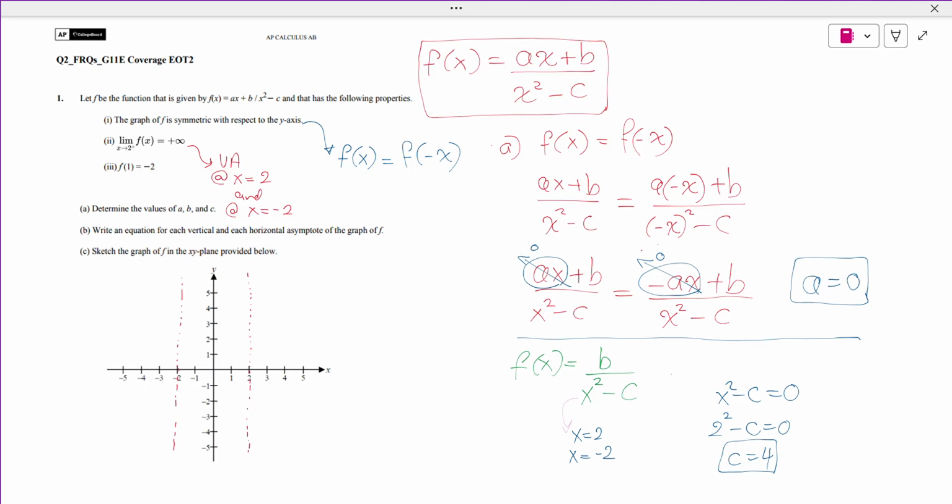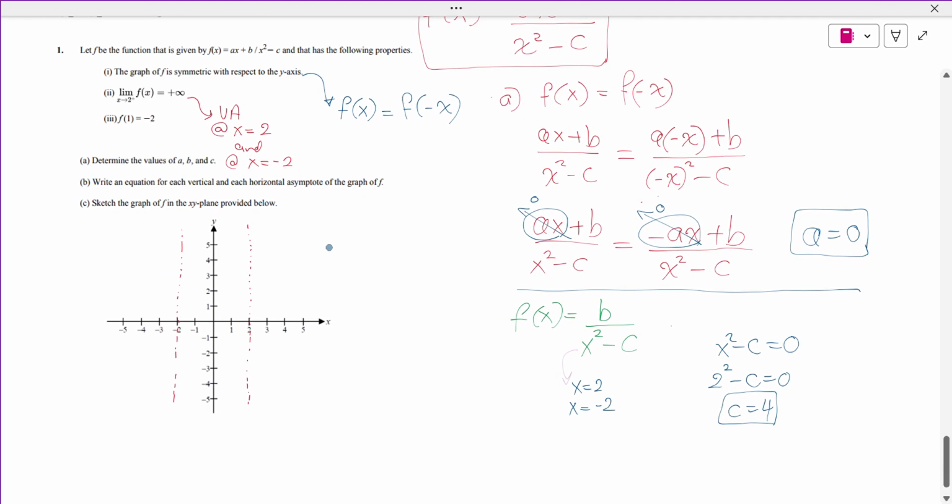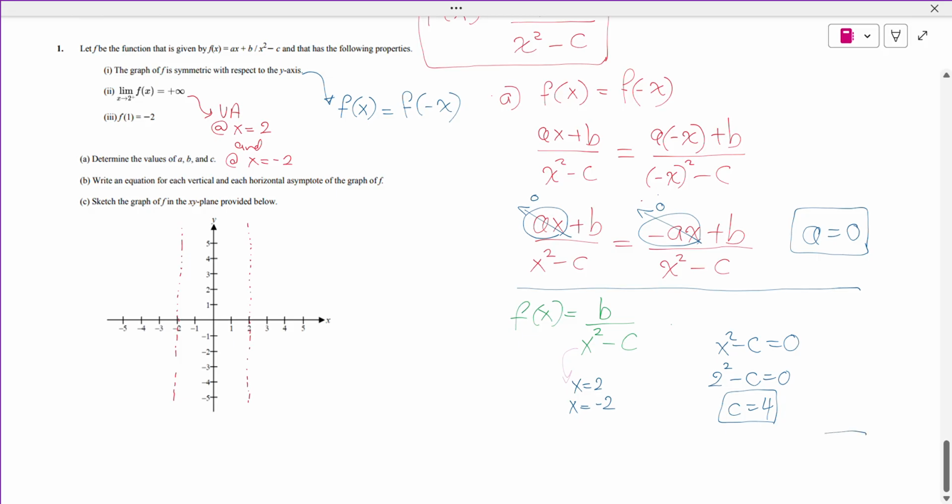Okay, we found A, we found B, and we found C. Now the whole function becomes what? f of x equals, we found C already, we need to find B now. x squared minus 4. Now this is how the function looks like. We need to find the value of b.